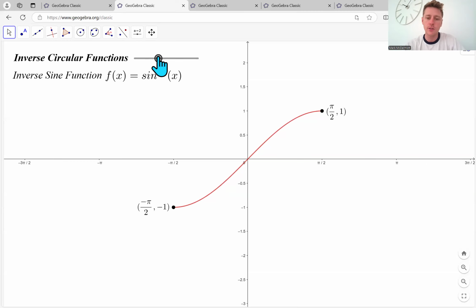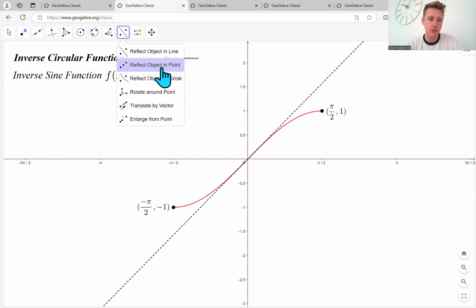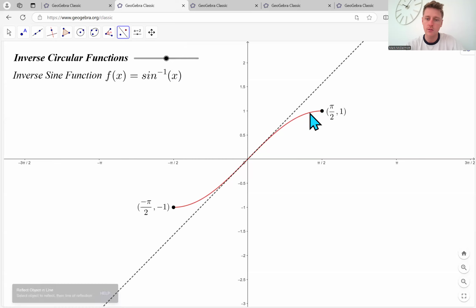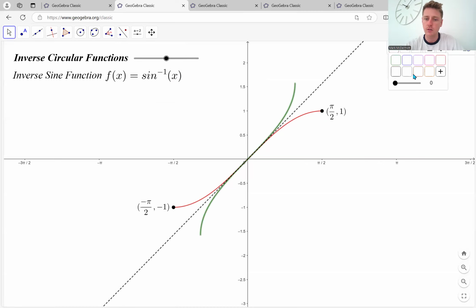In any case, hopefully you can recall that if you want to find an inverse function, essentially you're reflecting it in the line y equals x. The black dashed line we've got here is the line y equals x, and we want to reflect that red graph in that line. So we reflect object in line, click that and then that, and we get our inverse sine graph. Let's change the color quickly so that it looks a little different. Let's make that green. So the green graph now is our inverse sine graph.